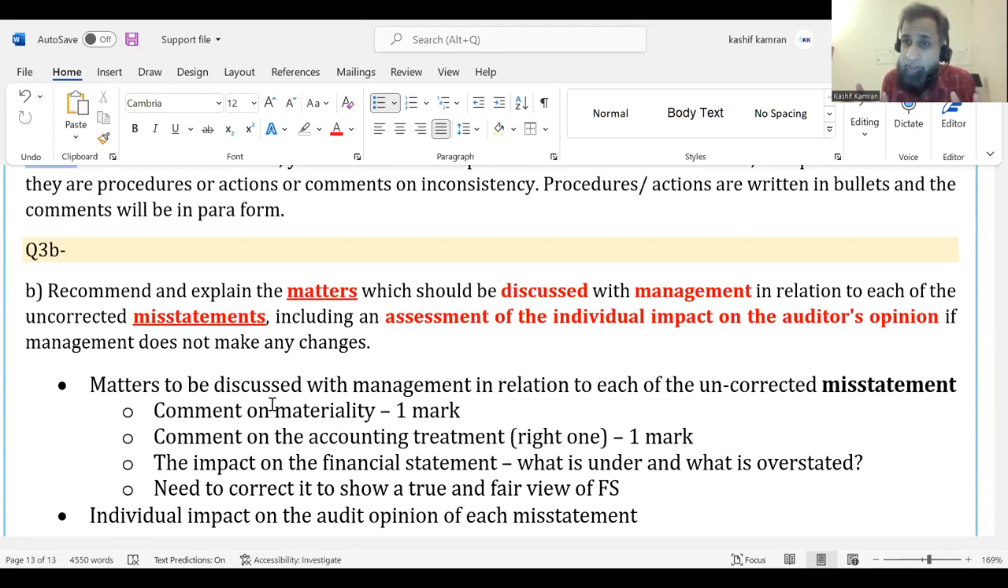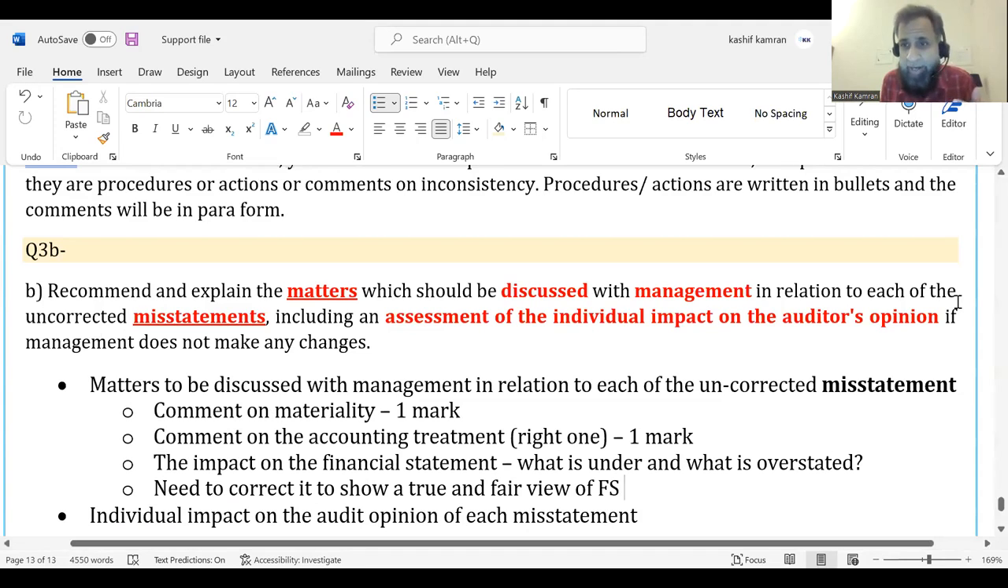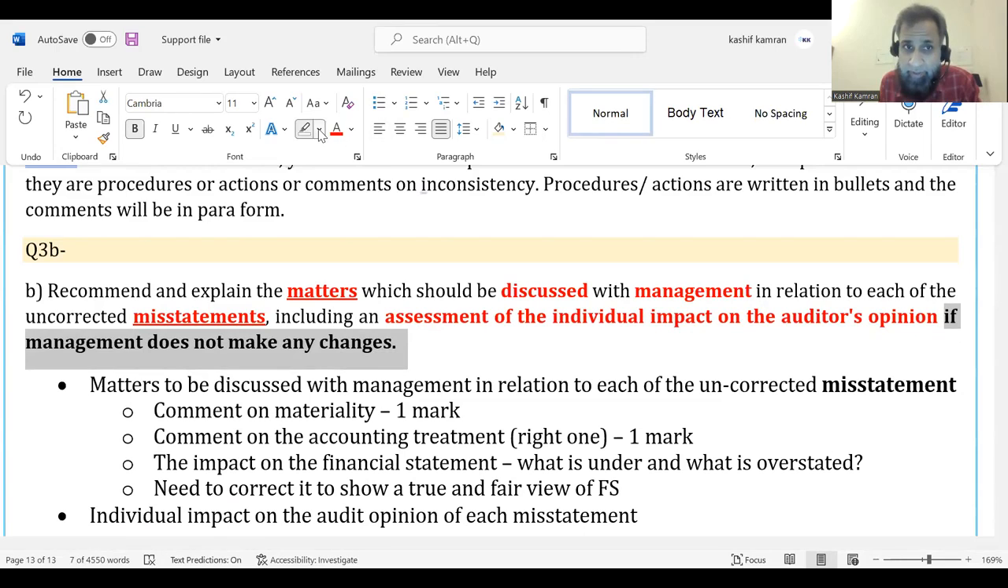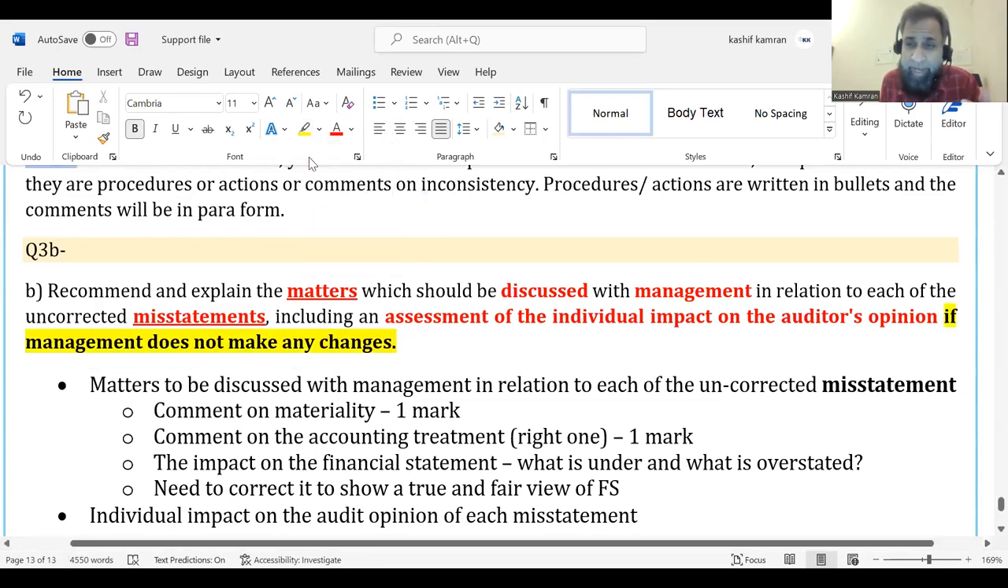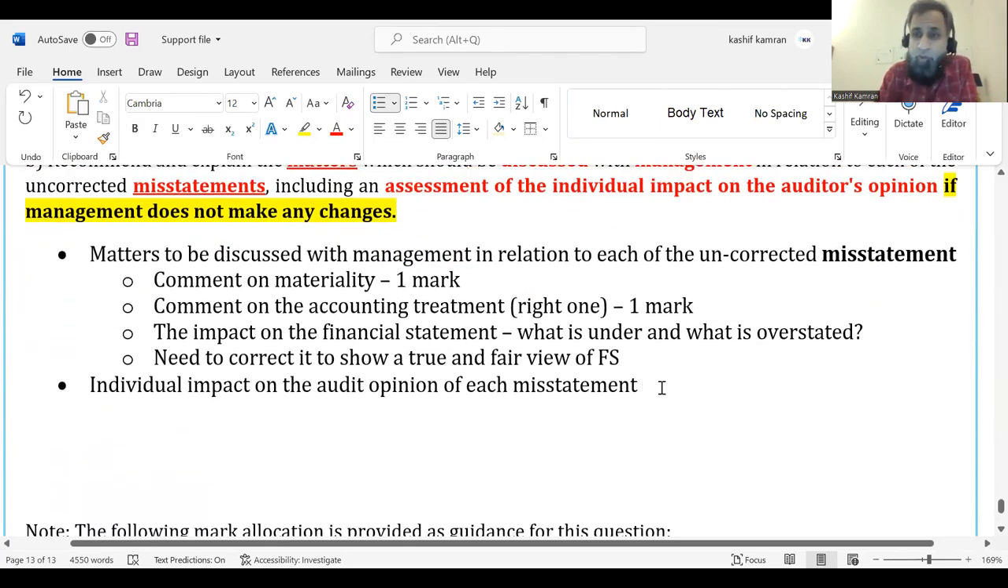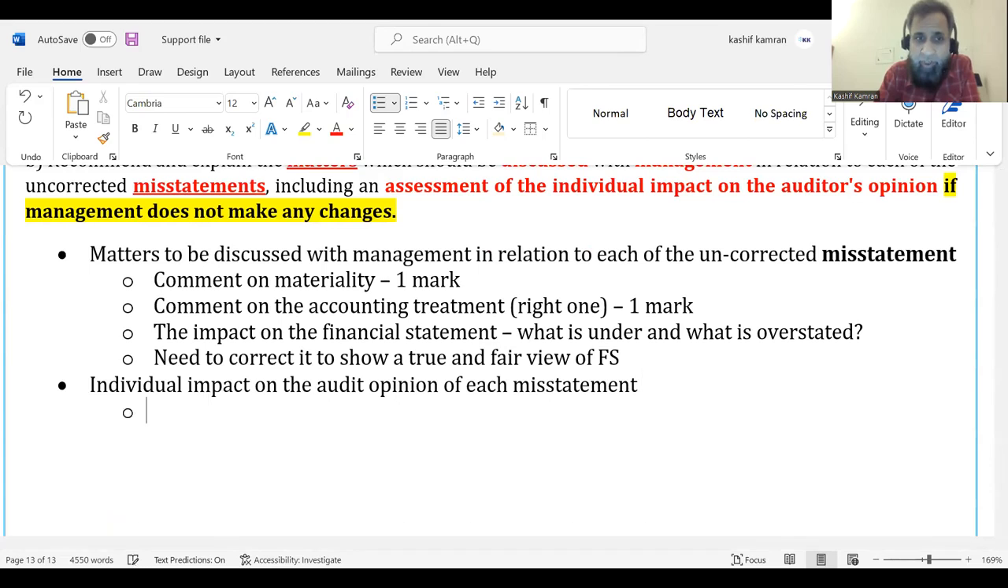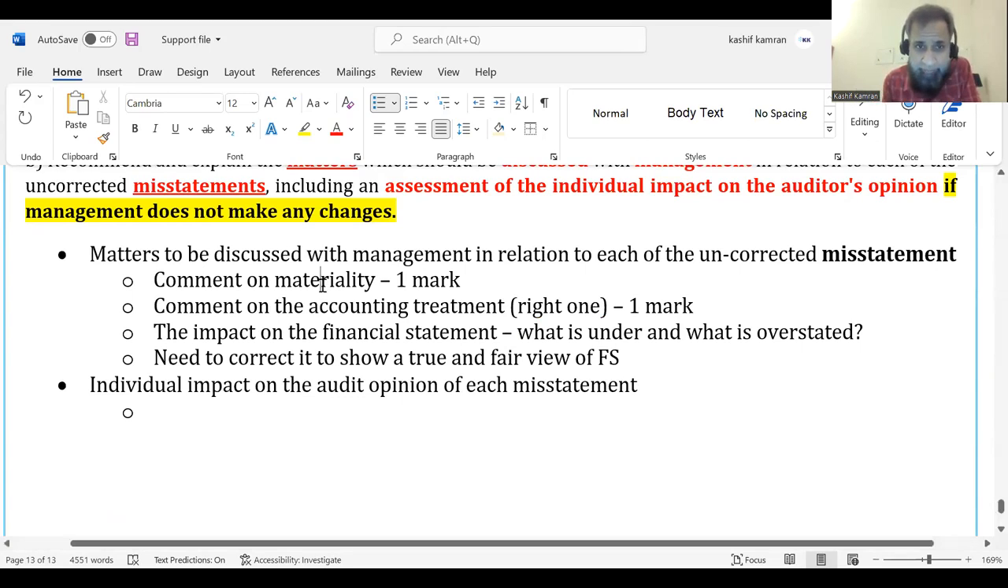Now, if the management is not listening to you, the examiner is saying, assuming that the management does not make changes, then what is to happen? After doing the answer for matters, we are assuming that the management is not listening to you. Then you come to the individual impact on the financial statement. Firstly, the individual impact on the opinion, because you've already mentioned the materiality, so no need to repeat it.